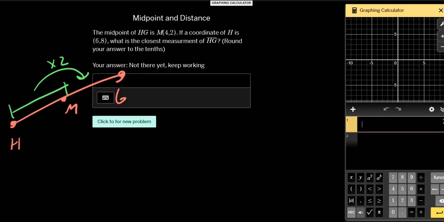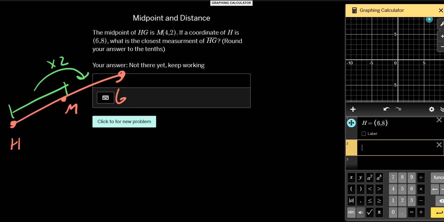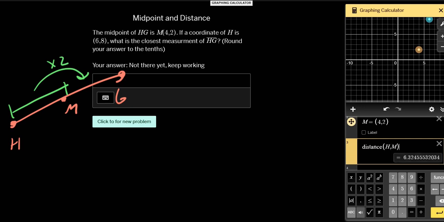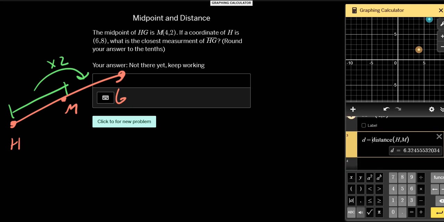So I'm going to open up my calculator and show you how you can do this in the calculator. So H, the point I'm given, is equal to 6, 8. And M, my midpoint, is equal to 4, 2. And I want to find what is the distance from my given point H to my midpoint. Well, it's 6.324, whatever. So let's say that is D. Put D equals that.